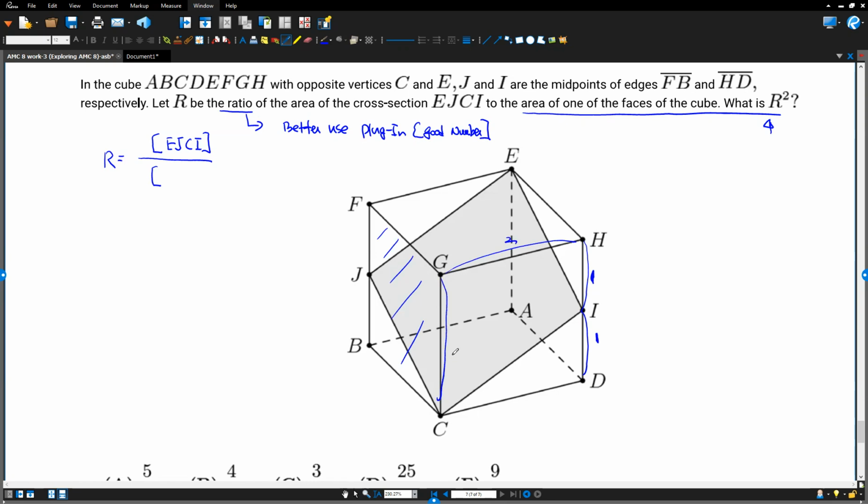This side is 2. The area of this page, one page, is how much? 2 times 2 is 4. I'm going to write 4 here. That is 4. That's it. Now we're gonna find the area of this shaded region.